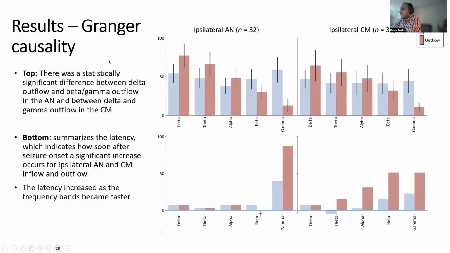Now, there was also a statistically significant difference between the delta outflow when you compare it to the beta and gamma outflow in the centromedian, and between the delta outflow and the beta and gamma outflow in the anterior nucleus of the thalamus.